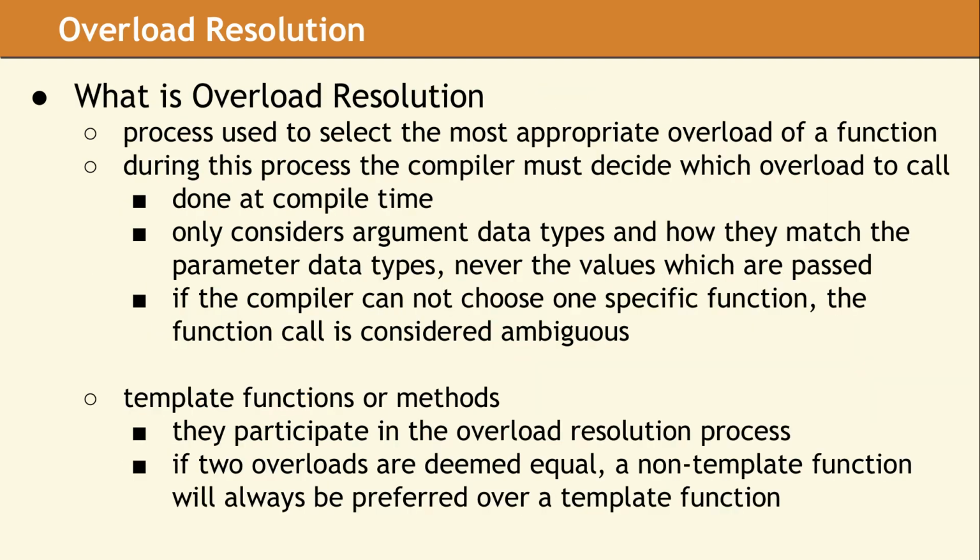The overload resolution process is performed at compile time. The compiler compares the argument types you have used to call the function with the parameter type specified in all the possible functions which could be called. Ultimately, if the compiler cannot decipher which overload to call, a compiler error is generated with some type of message indicating the call is ambiguous.